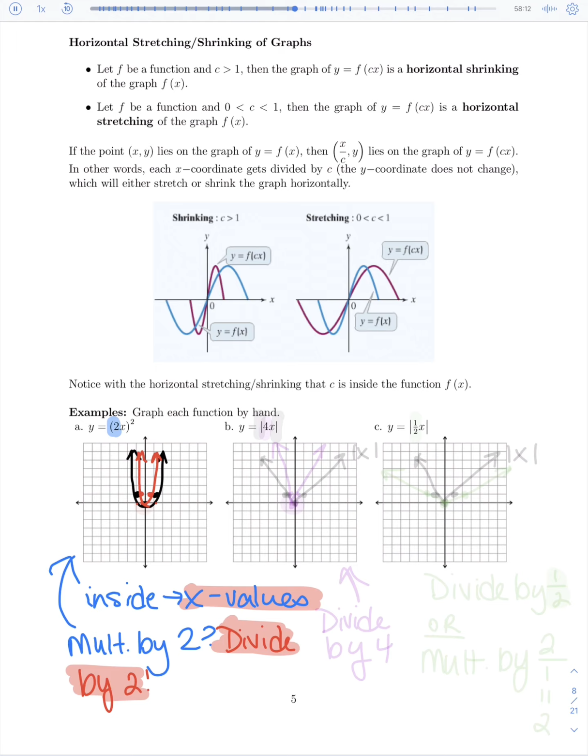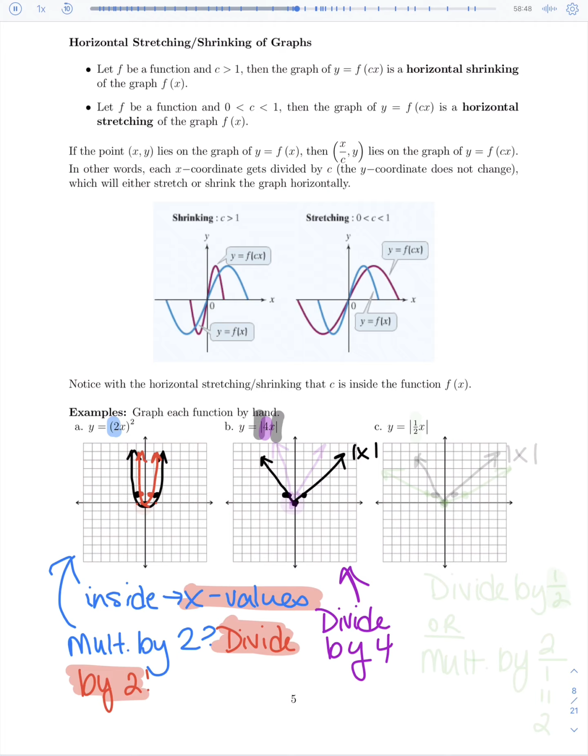Let's take a look at one more. So let's take a look at B. In B, let's see what shape we've got. I see the absolute value bars, so we've got the V shape. So the normal absolute value graph looks like (0, 0), (1, 1), and (-1, 1), something like this. And then our final graph here is going to have to deal with the 4 that's on the inside. So I know it looks like we're multiplying by 4. You're actually going to do the reverse. You're going to divide the x's by 4.